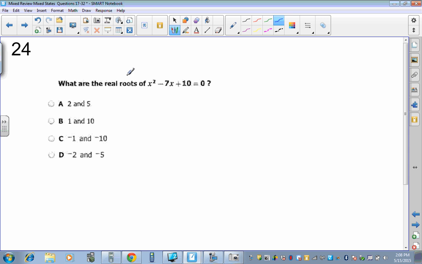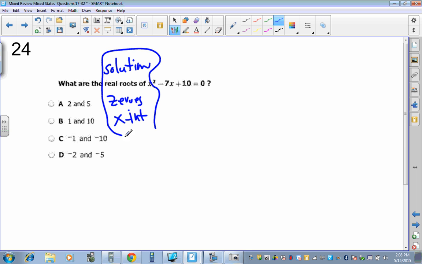Question 24, the real roots. They may ask you for solution. They may ask you for zeros. They may ask for x-intercepts. Those all mean the same thing. In math, root doesn't mean like a true root. A lot of times root means a solution. So let's just solve this.